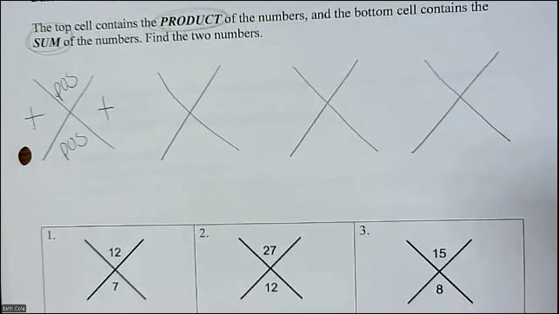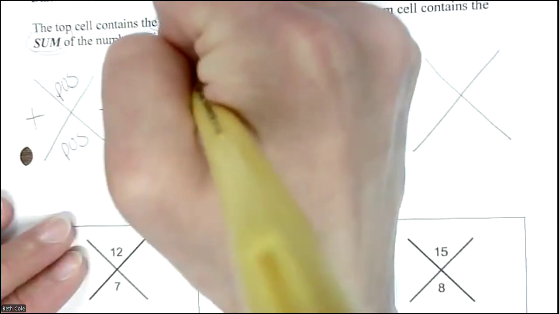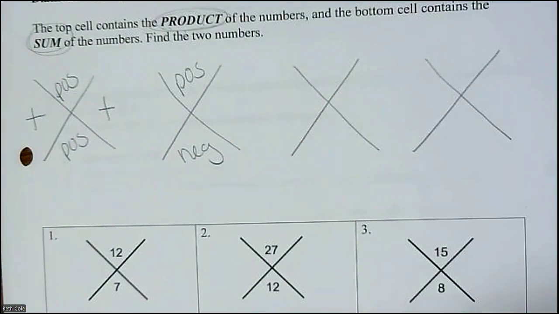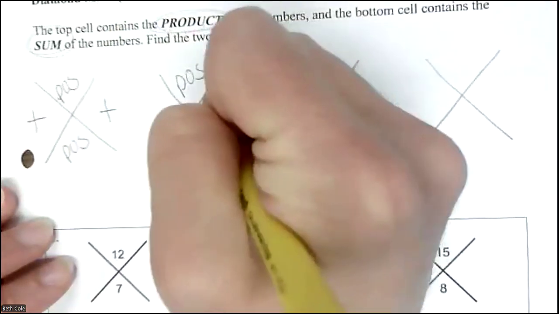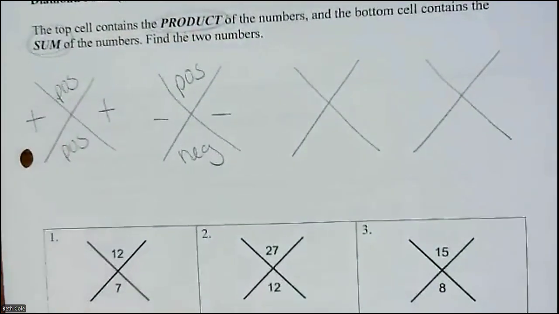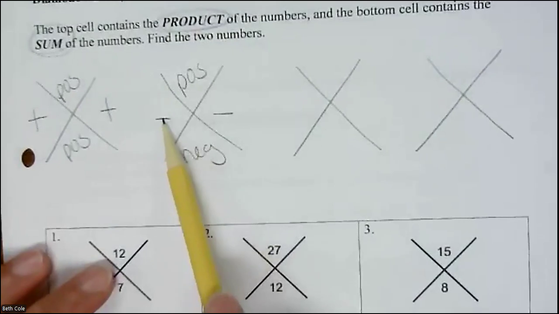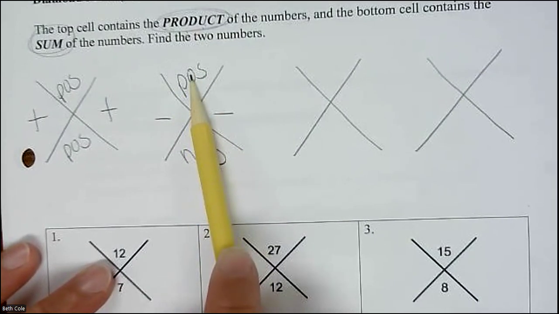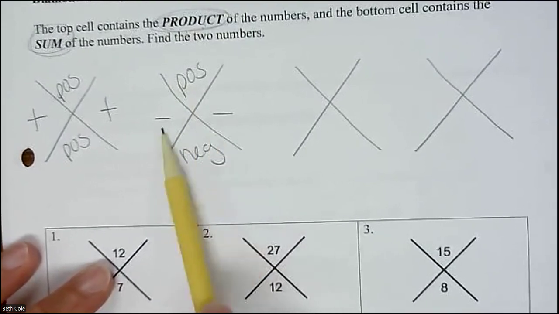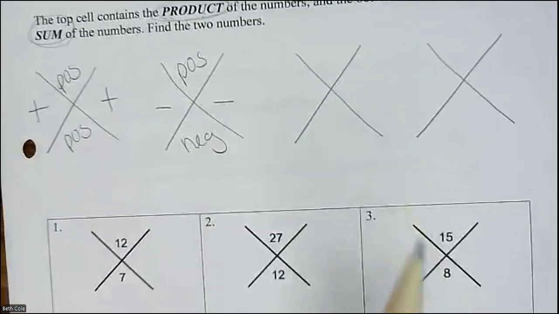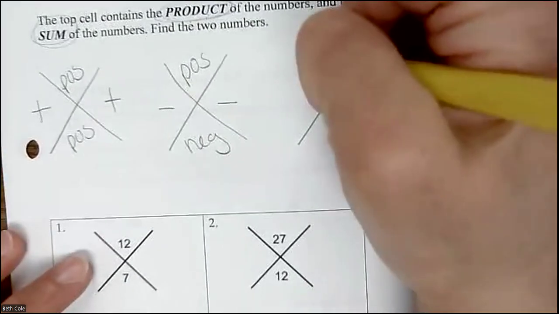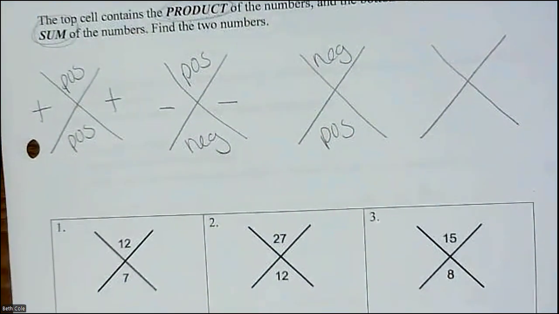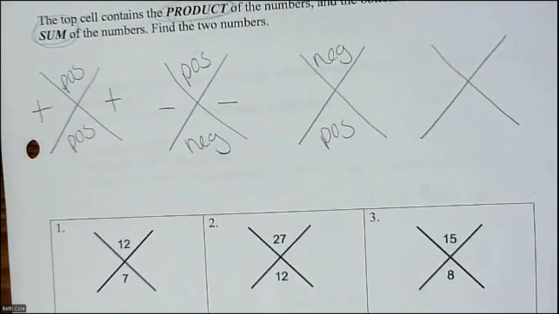Are we good? Okay. If the top number is positive, but the bottom number is negative, they are both negative because, listen, a negative times a negative is positive. But if you add 2 negative numbers, it's a negative result. Good job.